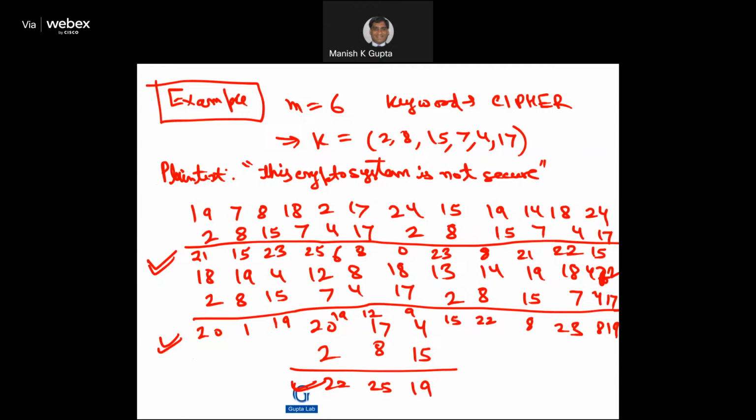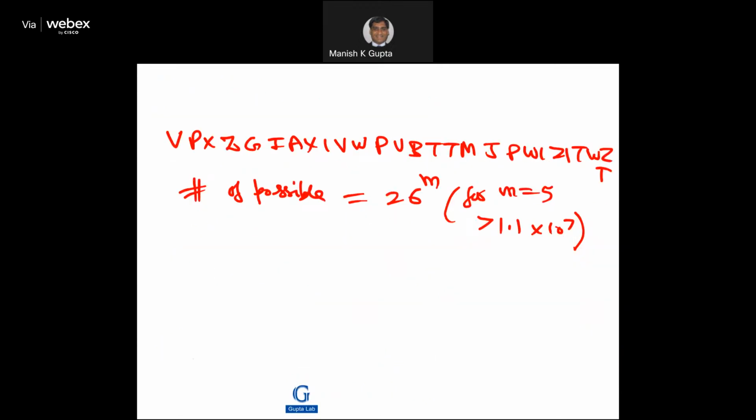You decompose into blocks, right? So we have all the keys up to this place, 2, 8, 15, 7, 4, 17, like that. So you have the whole key, and then you just add them and do modulo 26 to get the resultant. What will be the resultant? I can show you. The encrypted text will become this, right?